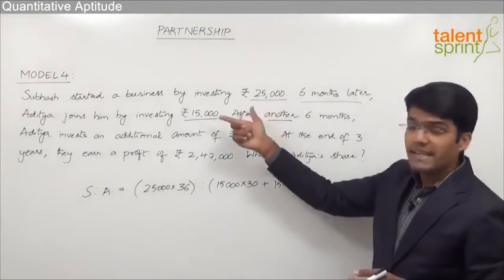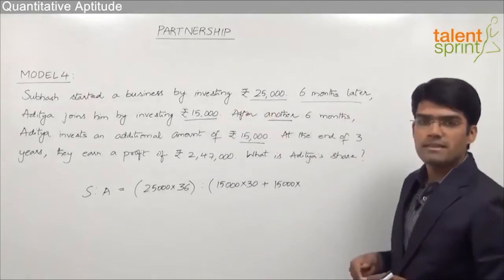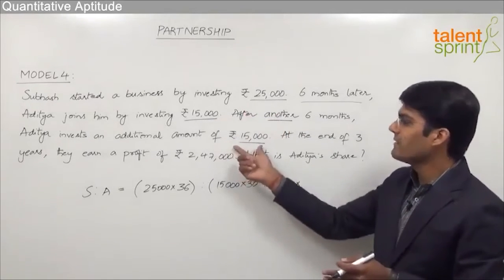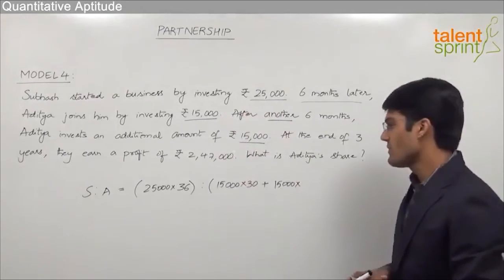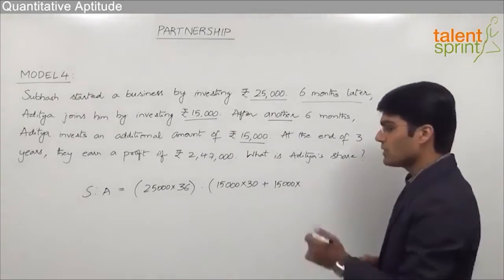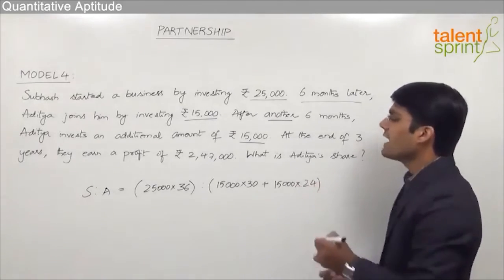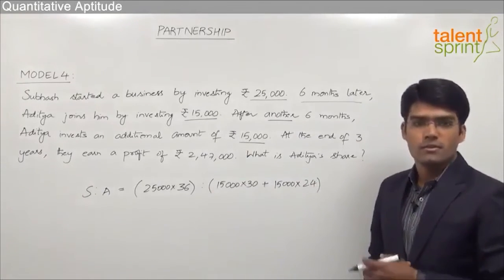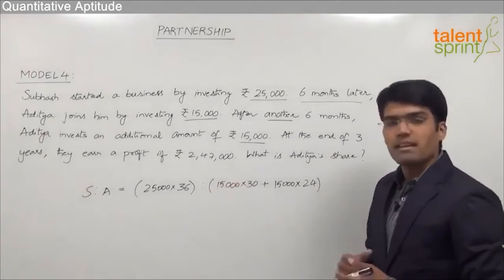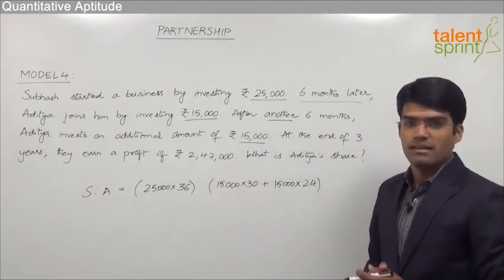So already he was late by 6 months, and after another 6 months, that is a total of 12 months, he was not present. And then he invests 15,000 additional. So we can say that this 15,000 was there in the business only for the next 24 months. So this is how we can get the ratio in which Subhash and Aditya should share the profit. There is one more way in which we can get the ratio between Subhash and Aditya.